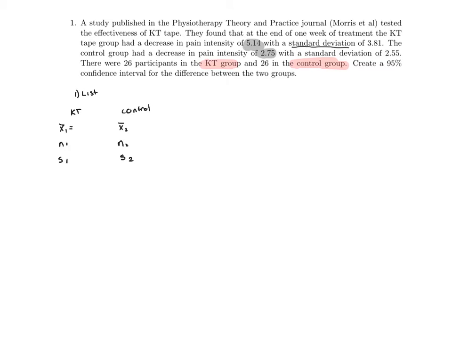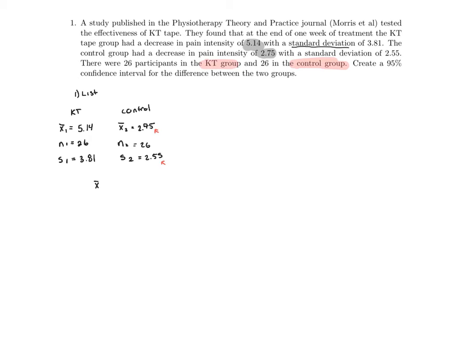X1 bar is the average pain intensity for the KT group, which is 5.14. N1, the sample size, is 26. And S1, the standard deviation, is 3.81. Same thing over here. The control group had a decrease in pain intensity of 2.75. N2 is 26. S2 would be 2.55. Something to notice is that my standard deviation over here is actually almost my average, which means the standard deviation is very large. There was a lot of variation in this group.